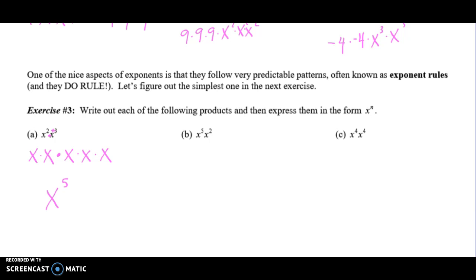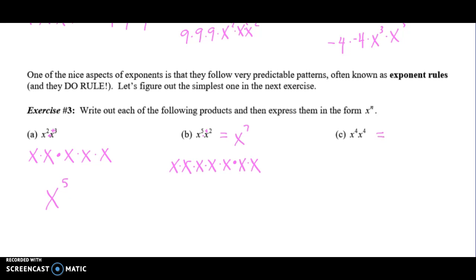So if I do part B, x to the 5th times x squared. We're multiplying these numbers together, I can add the exponents. 5 plus 2 means it's x to the 7th. And to check, x to the 5th times x squared, you can see we've got 7 x's.